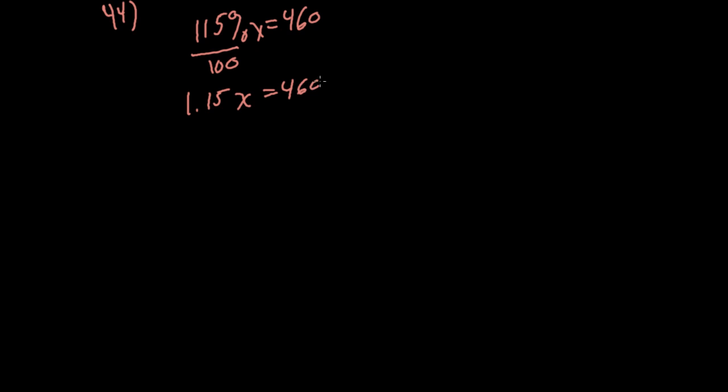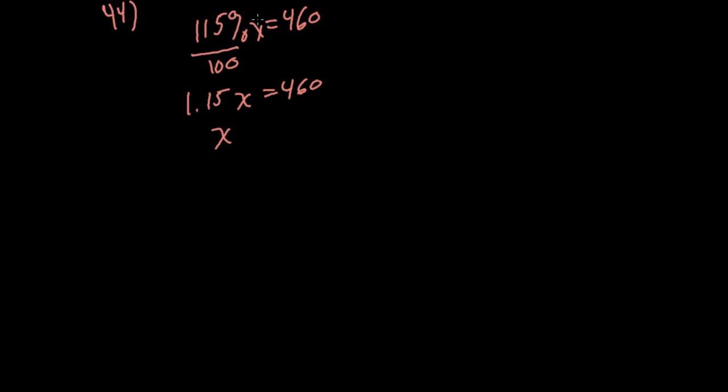Alright, so question 44. Question 44 says, if 115% of a number is 460, what is 75% of that number? So 115% of a number is equal to 460. Well, 100% of some number x. So 115%, to change numbers into percent, you just times by 100. So to change it back into a regular number, we just divide 115 by 100. We're left with 1.15 times some number x will be equal to 460.